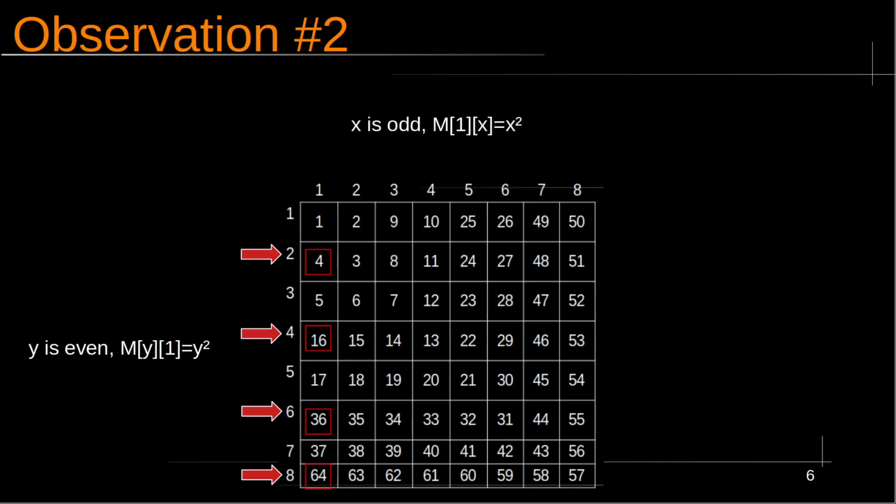And same for the x's, but if x is odd, not even, the number at row 1, column x, is x squared. As you see, for 1 here, for 3, we have 9, for 5, we have 25, for 7, we have 49, and for 9, we have 81, etc.